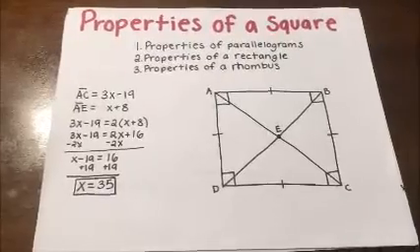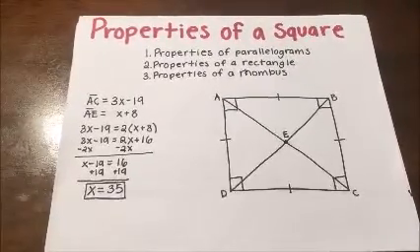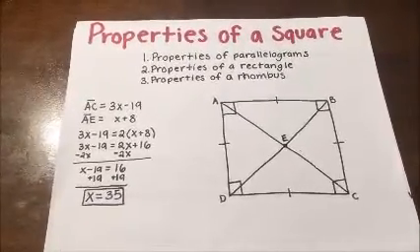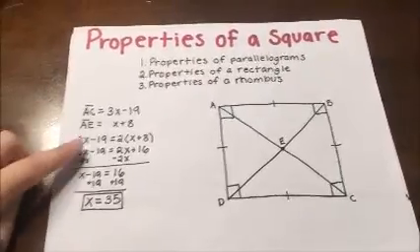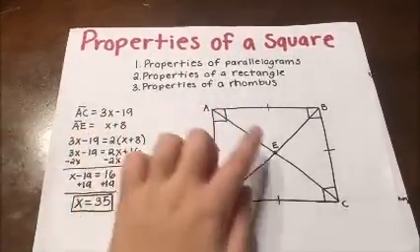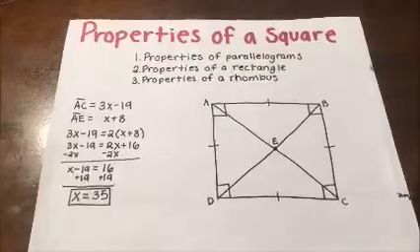Properties of a square. Properties of parallelograms are included, along with properties of a rectangle and properties of a rhombus. This equation is used to show that leg AE is equal to AC when it is doubled.